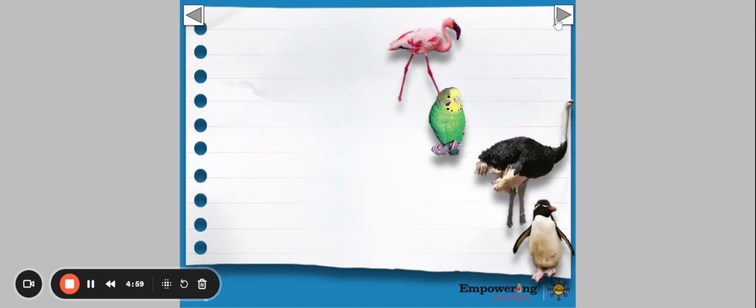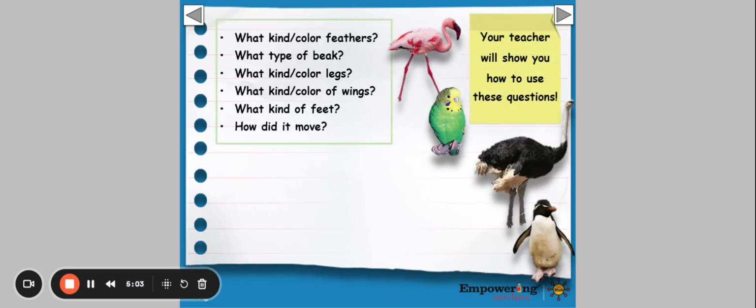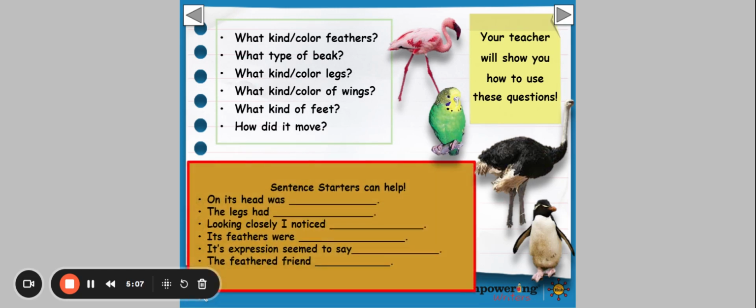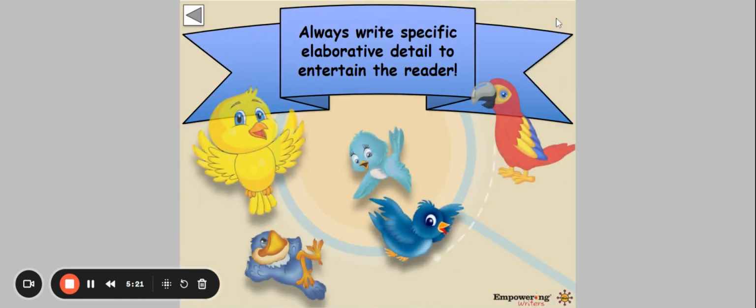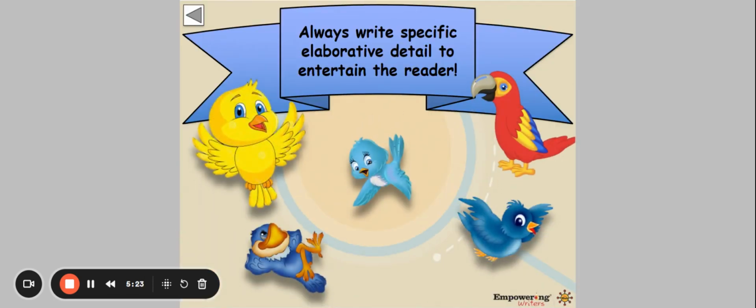Your teacher will show you how to use these questions and show you how to use a sentence starter, because that will help to frame up your answers to those questions and to create a vivid, elaborative detail segment. Always write specific, elaborative detail in your narrative story in order to entertain your reader.